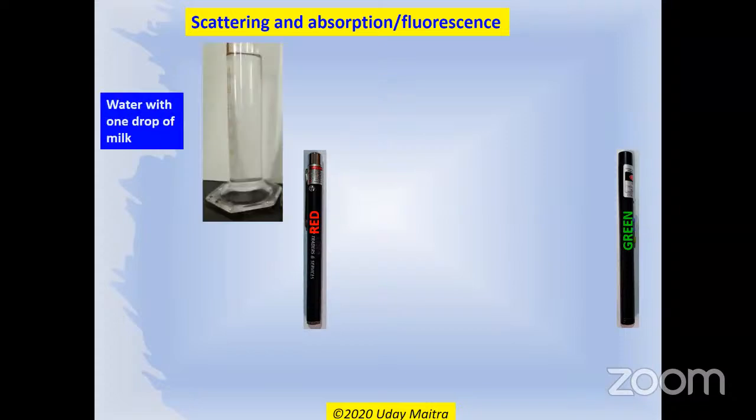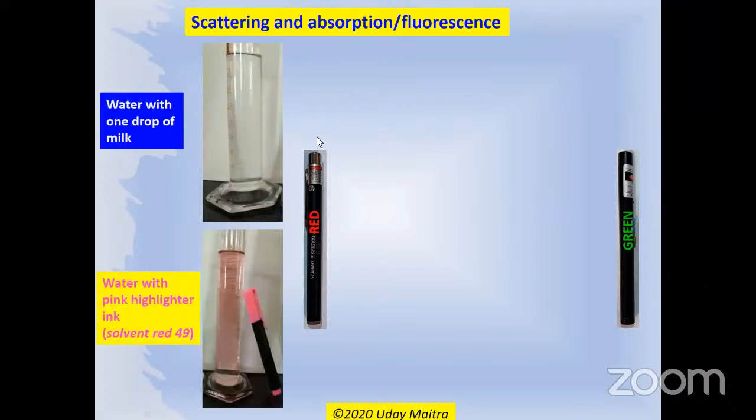Okay, so what you need to do is to have two measuring cylinders, as I show on the left-hand side. In one, you put water and add a drop of milk. It can also be a drop of tea with milk, or if you don't have a ready source of milk available, milk powder will also do. For the second one, you take a pink highlighter, open it, and dip the tip of the pen in the water, stir it around for a few seconds, and mix the solution, and it will show a pinkish color.